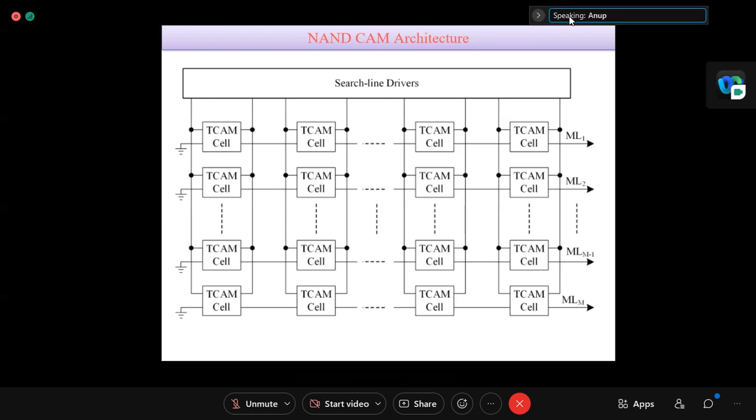So if these kinds of connections are series connected, like a pull down network, then those are called the NAND ML. Sometimes these are called NAND type CAM, meaning NAND type MLs are connected.